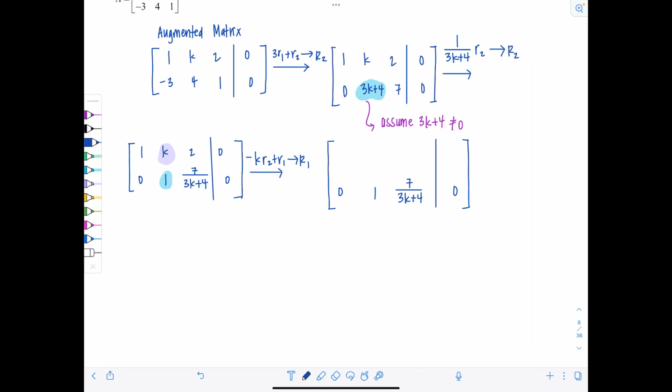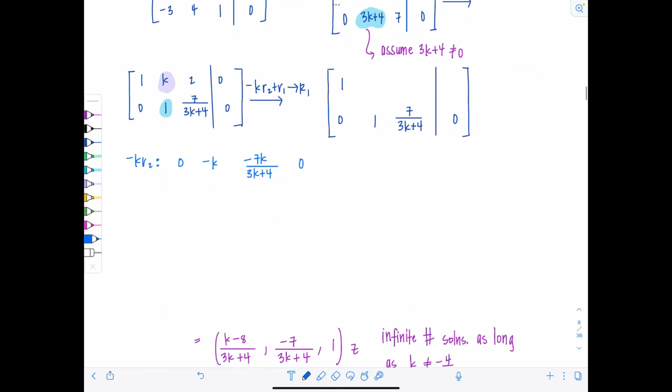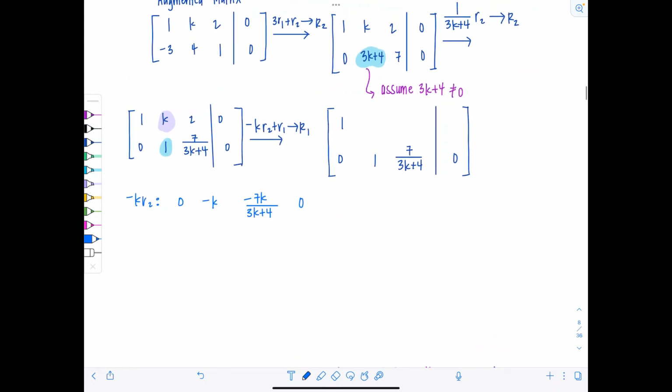Great. And then this one will stay as is. And then we can probably do this in our head, or maybe not. Let's see. So we have negative k. Yeah, let's write it all out. So some scratch work off to the side. I'll do it here. Negative k times row 2 would be 0, negative k, negative 7k over 3k plus 4, and 0. I'm going to add it to row 1, which is 1, k, 2, 0.